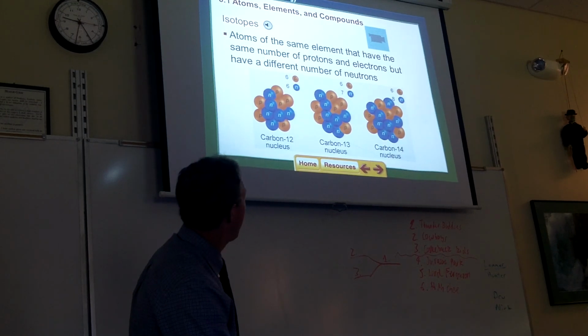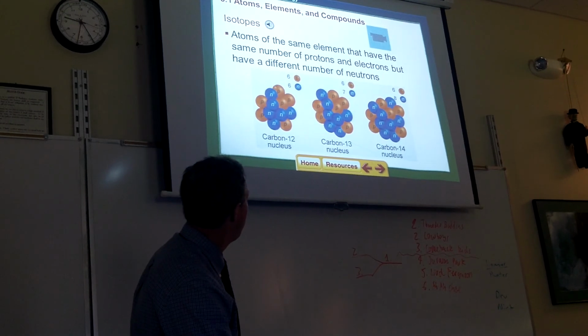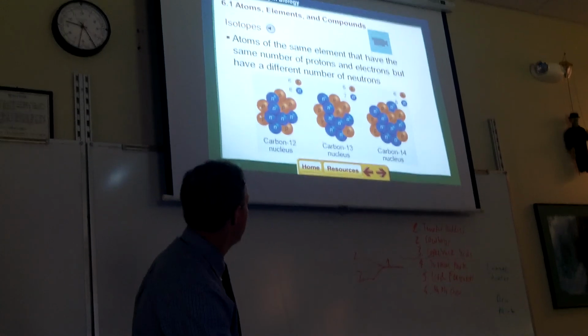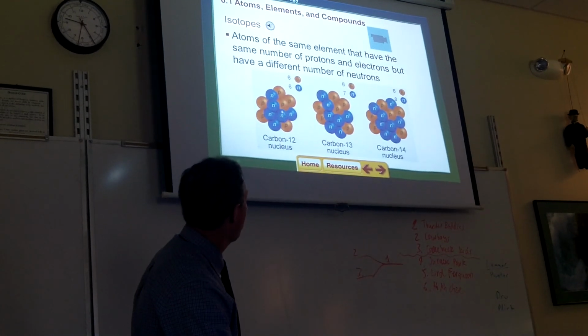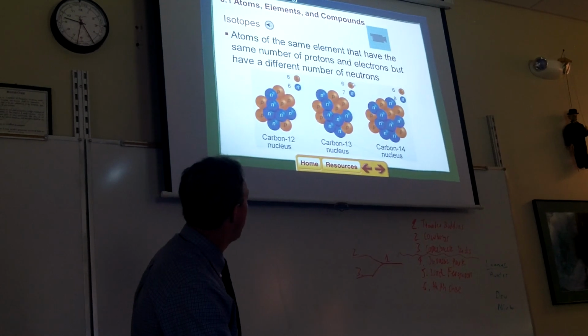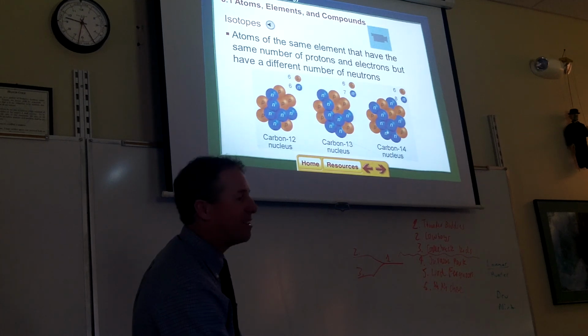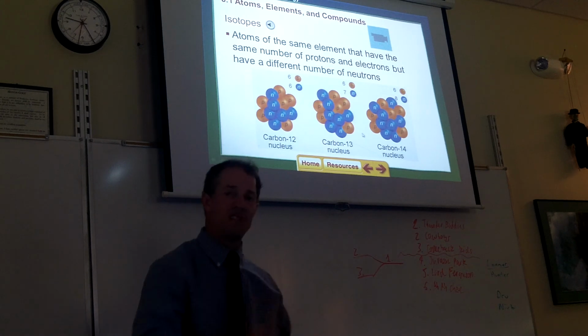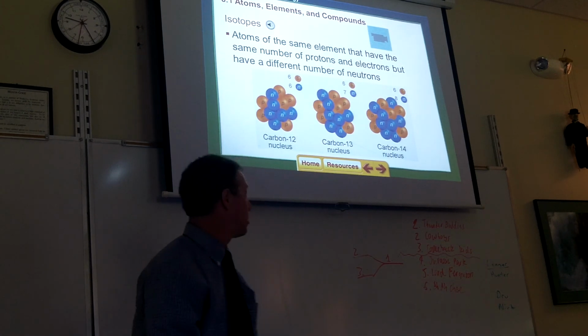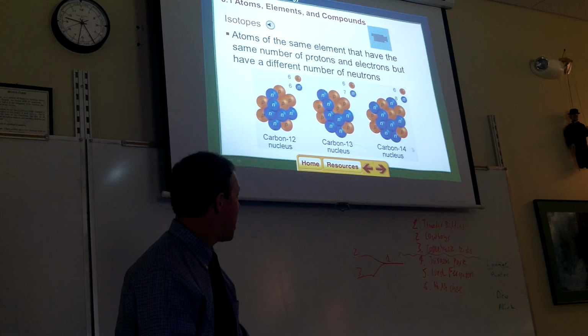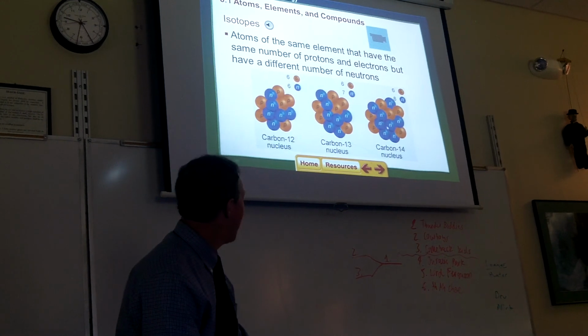So here we talked about isotopes earlier. This is carbon-12. Carbon-12 has 6 protons and 6 neutrons. Carbon-13 has 6 protons and 7 neutrons. Carbon-14 has 6 protons and 8 neutrons. They have different numbers of neutrons, but they're all carbon because they all have 6 protons. We say carbon-14 is a heavier atom than carbon-12.